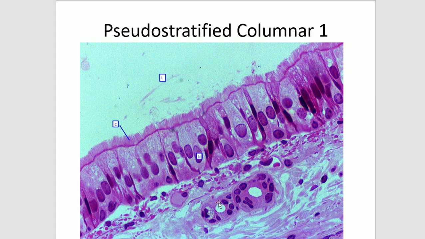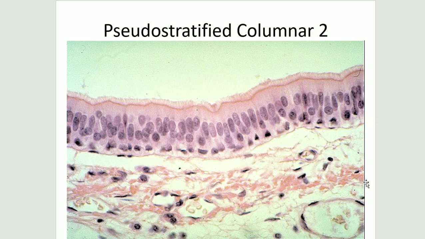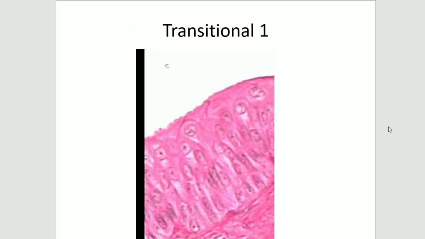Pseudostratified columnar. So these guys are going to be a little bit less regimented. We got wider columns here, skinnier columns here. Wider, more strangely shaped columns. Really skinny column. Pseudostratified. Same thing here, pseudostratified. You can tell the nucleus isn't lined up perfectly, so that differentiates it from simple.